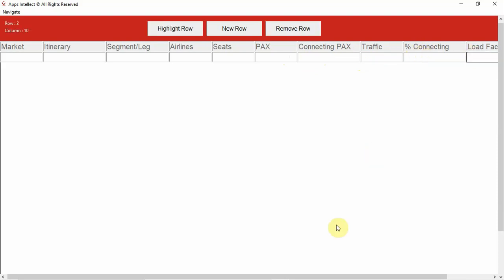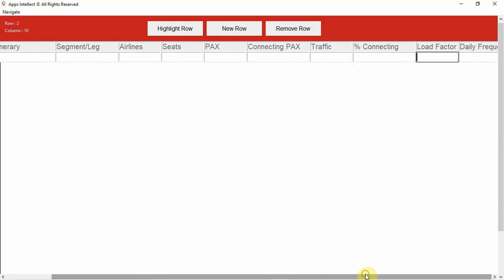Percentage connecting is the percentage of connecting passengers. The load factor would be calculated from the seats available for this particular flight and the actual number of passengers traveling. That becomes the load factor. And the daily frequency is the number of daily flights for this particular airline. Based on this we can analyze the market share.